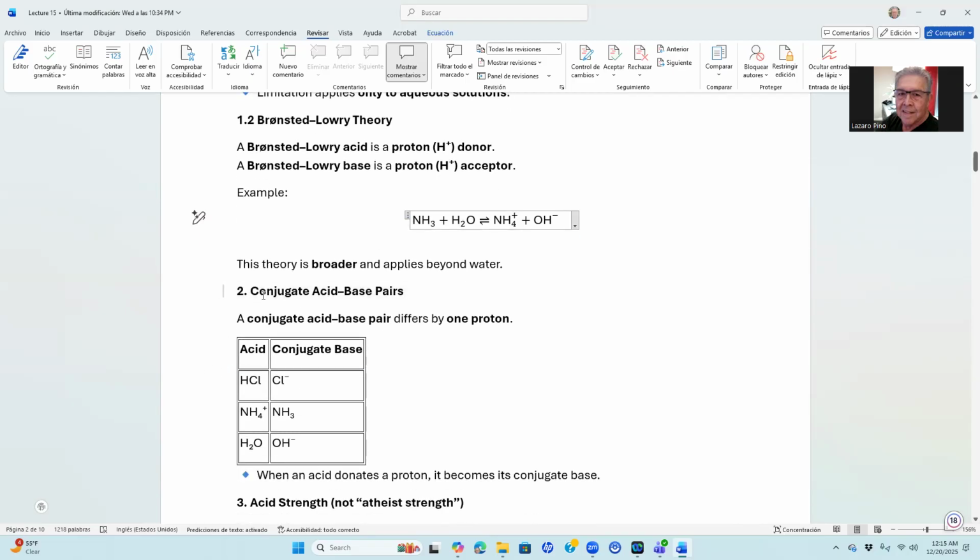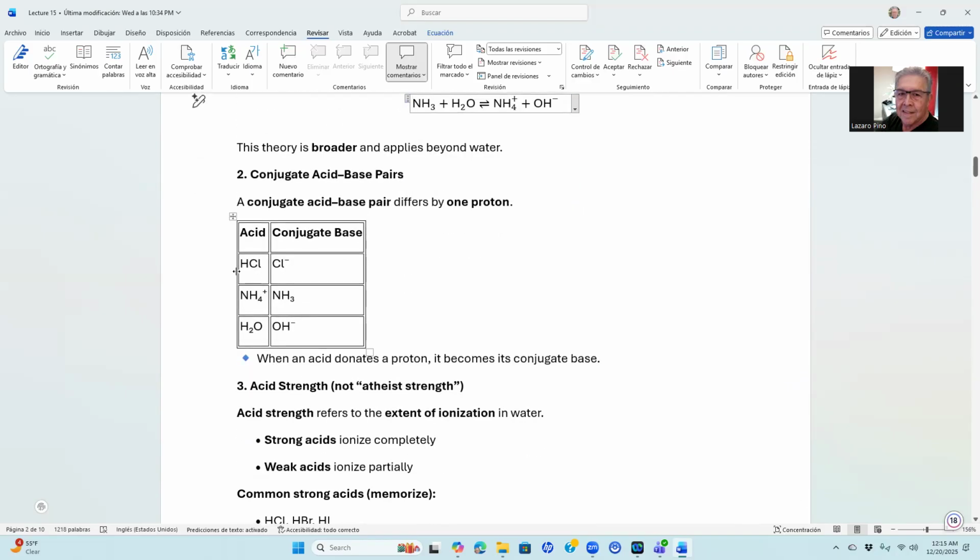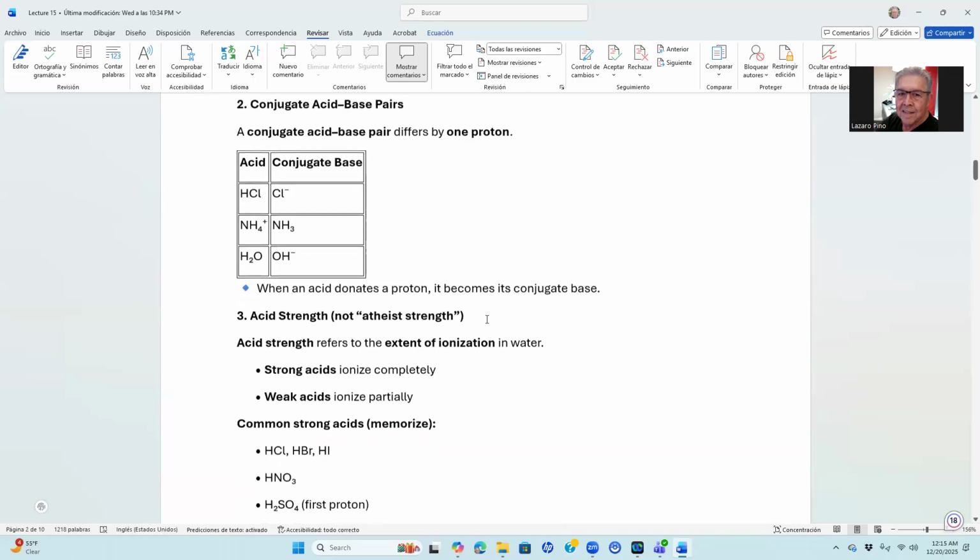Let's see here, conjugate acid-base pairs. Here we have hydrochloric acid as the acid and the conjugate base is the chloride. Ammonium is the acid because it's a donor of protons, and ammonia is the conjugate base. Water is an acid because it releases protons, and the OH-, the hydroxide ion, is the acceptor, the conjugate base.